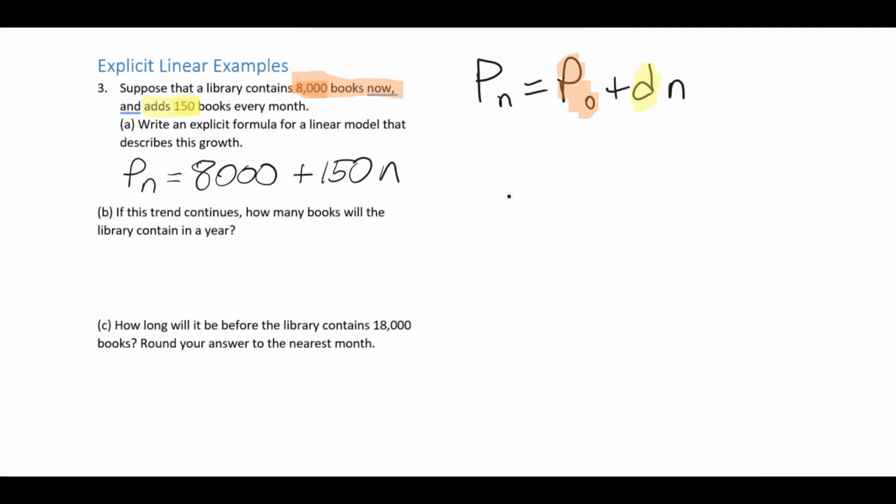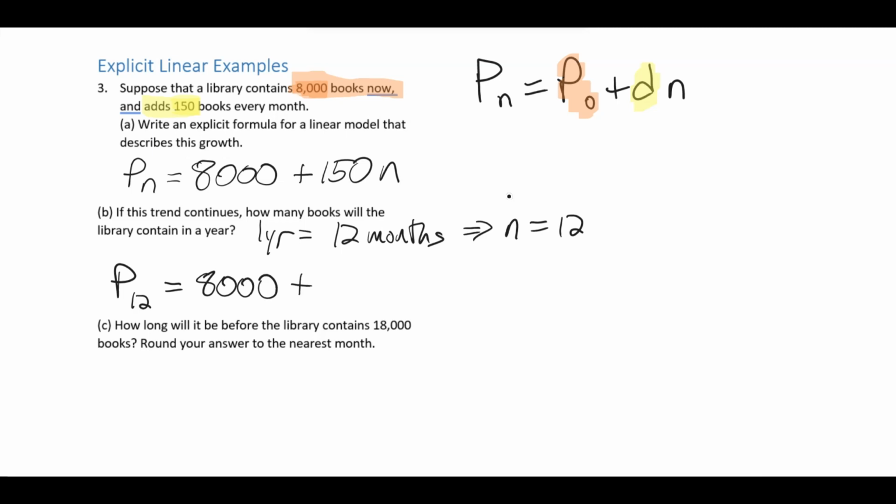Part B, if this trend continues, how many books will the library contain in a year? Now what's important about this problem is we're talking about every month. So this n value is months. So we have to figure out what to do about a year. 1 year equals 12 months. So we're dealing with n equals 12. So therefore, we would work out P sub 12 equals 8,000 plus 150 times 12.